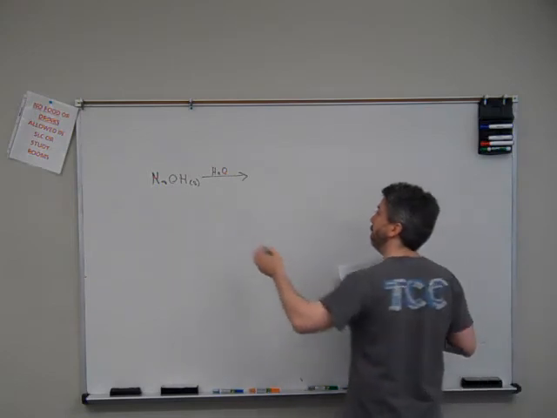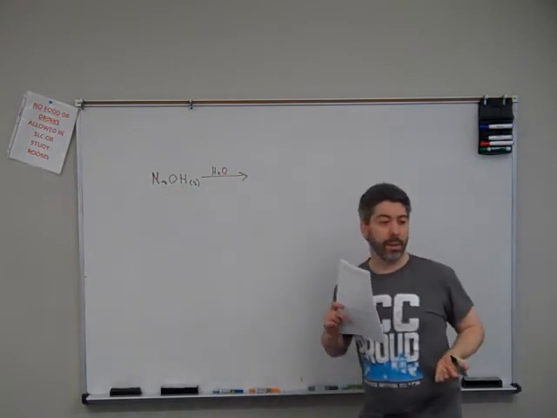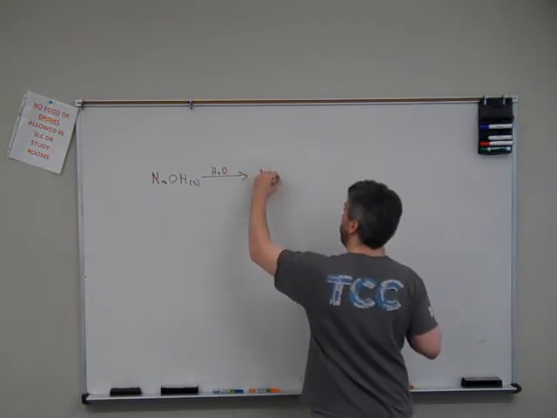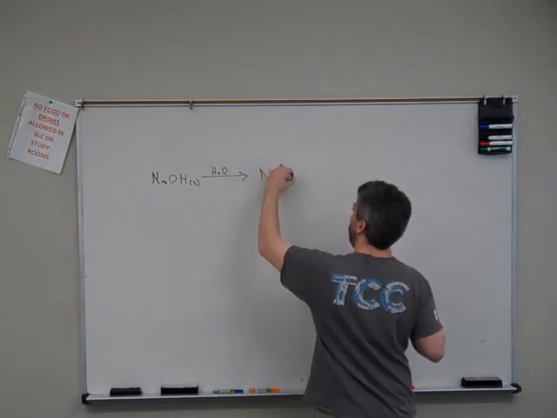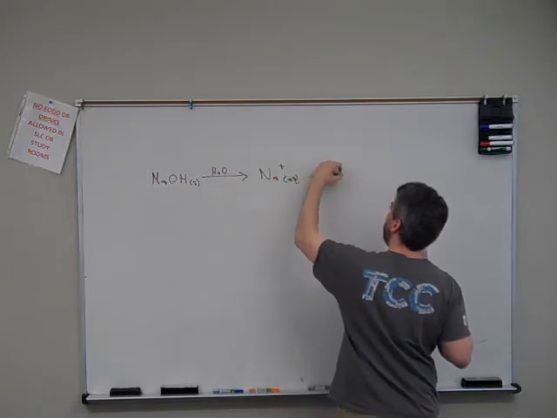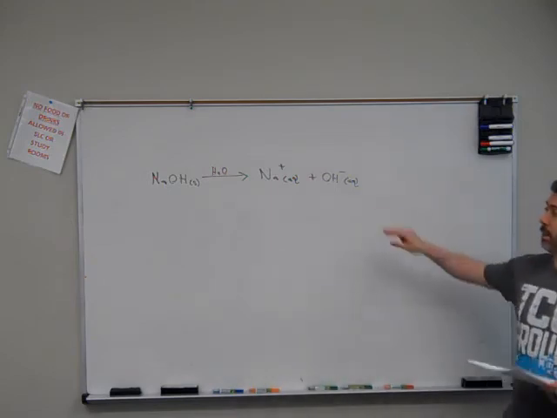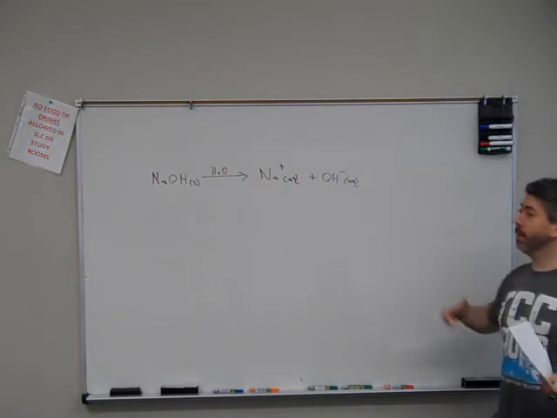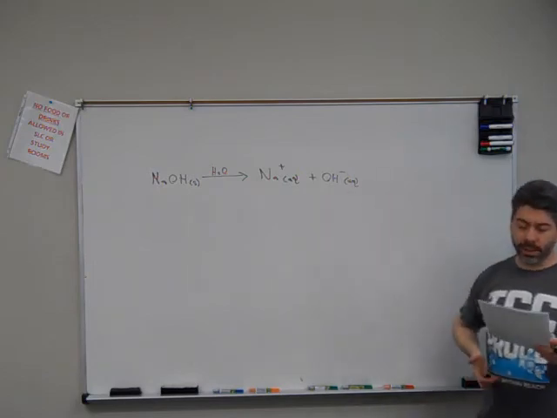Now sodium has a charge of what? +1. And hydroxide has a charge of -1. So NaOH, when it's dissolved in water, will break up into Na+ ions and OH- ions. This is the dissociation equation. You may be asked to write a dissociation equation for an ionic compound.